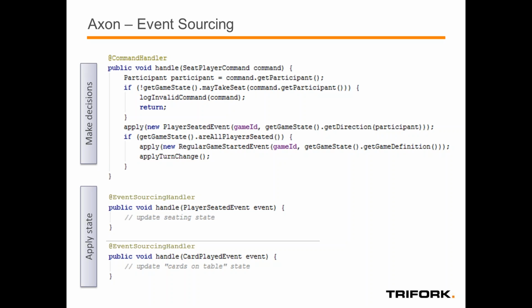So the apply method will invoke the internal handler, but also register that event for publication. So when the transaction commits, that event is also published to all the other components that might be interested in that specific event.